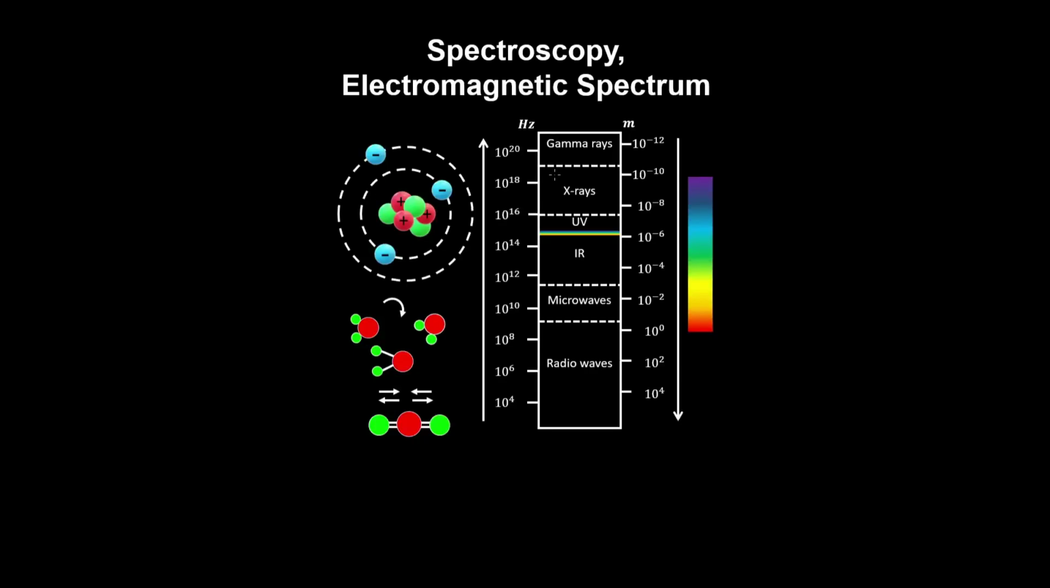Spectroscopy separates the wavelengths of light, and differences in absorption or emission of photons in different regions of the electromagnetic spectrum are related to different types of molecular motion or electronic transition.